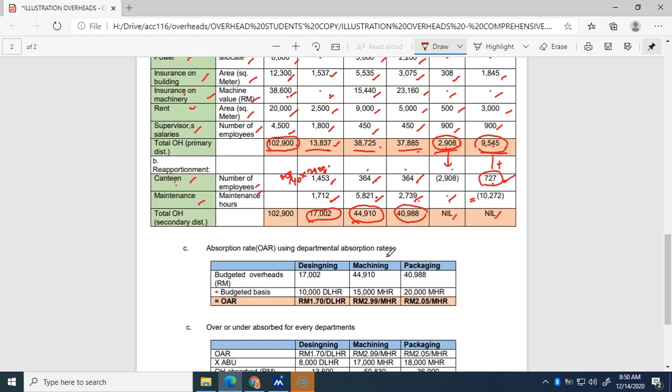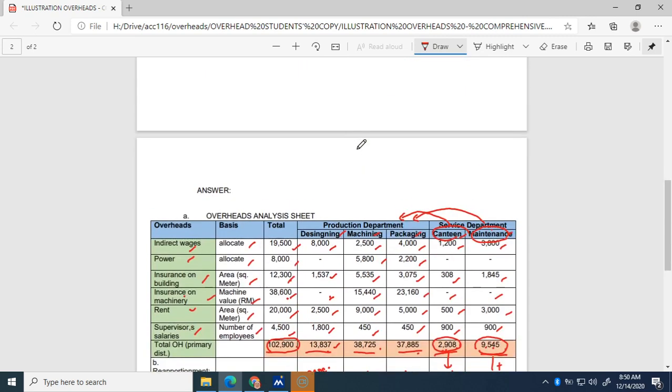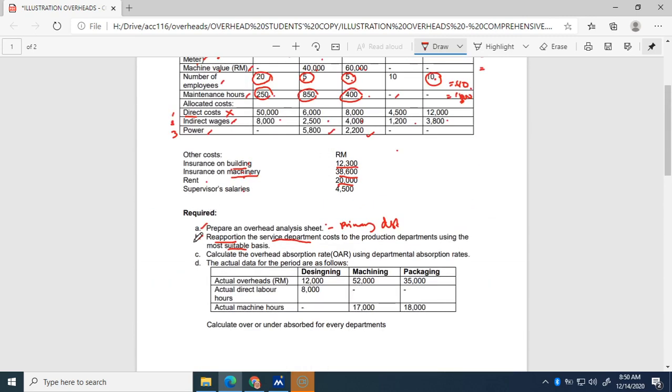Okay, after reapportionment, the service cost center department should be nil. So now we have only the total overhead cost after second distribution for production cost centers only. Okay, finish answering question B. Now we move to question C.